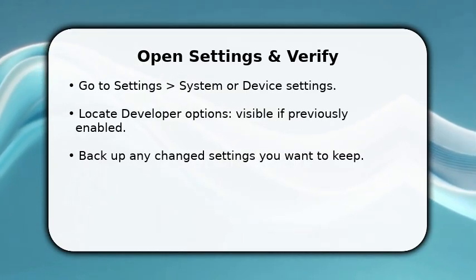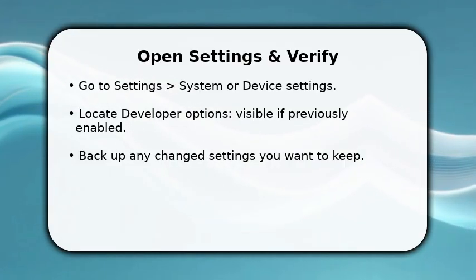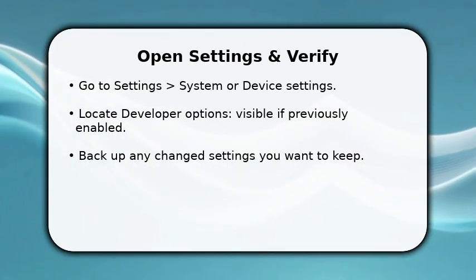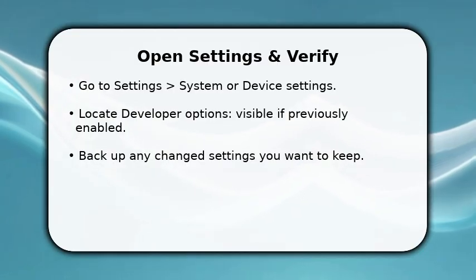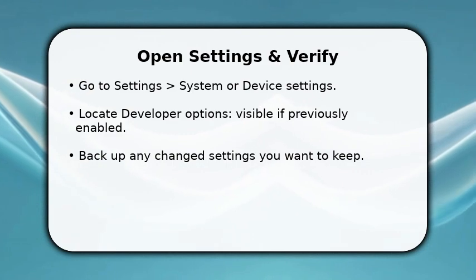If it is visible, make sure you note any altered items you want to restore later, like USB debugging or animation scales. This step prevents surprises after undoing. Now tap Developer Options to enter and prepare to turn it off, which reverses many advanced behaviors.